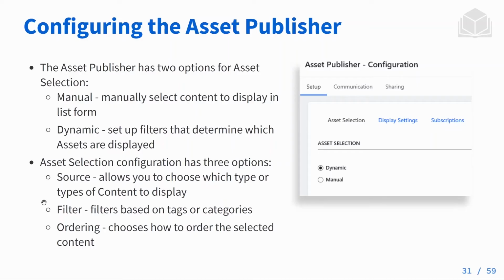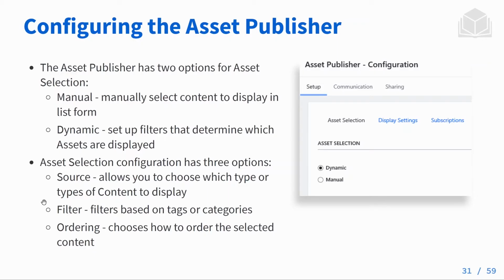So when we're going through the configuration of the asset publisher itself, there are two big settings that we first want to look at. Does the asset publisher display its assets either manually or dynamically? If we decide to set this setting to manually, then it'll be up to us to decide what's within the asset publisher. If we set it to dynamic, then based upon the subsequent settings, the asset publisher will then display assets automatically based on those settings.